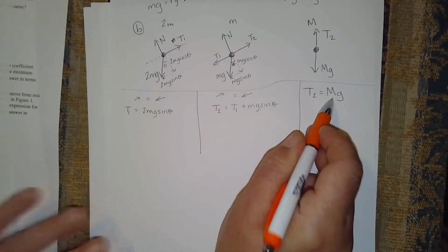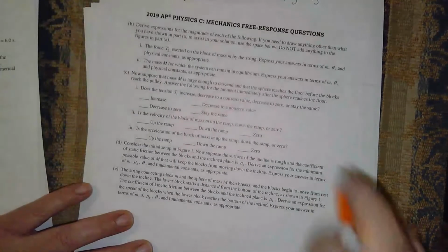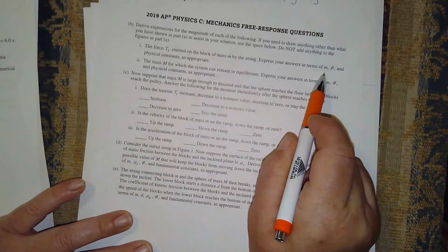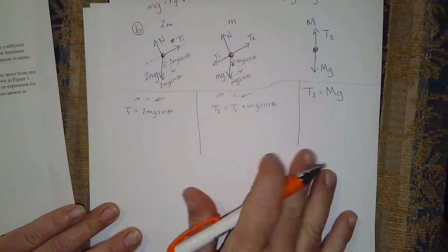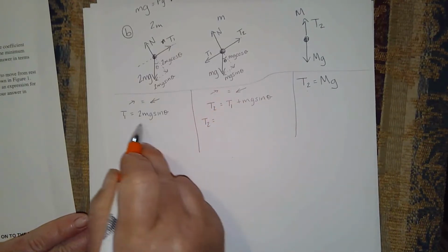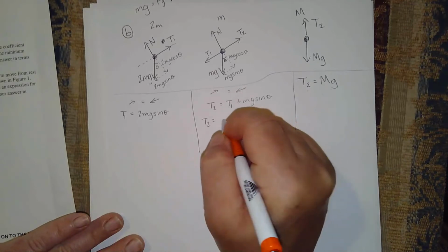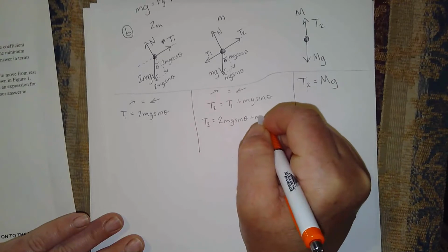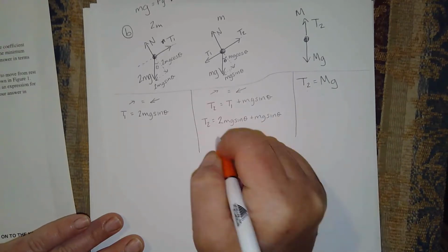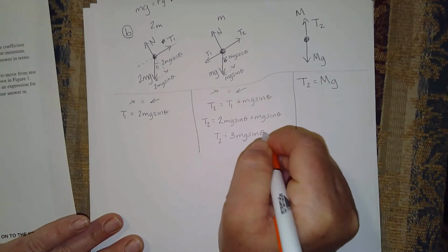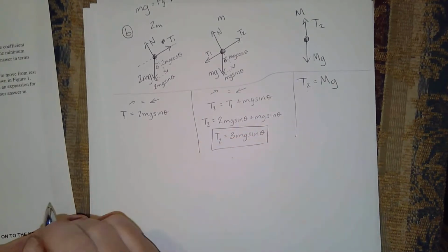Now that I have those, I'm looking for T2, but I don't know what m is, and I'm not allowed to leave my answer like that, because my answer has to be in terms of m, theta, and g. So I can't use big M, I've got to use little m. So I'm going to go to this one, and I say, well, I could find T2 if only I knew T1. But I go over here to what I just did and say, hey, I do know T1. So I plug that in, 2 mg sine theta plus mg sine theta. And so T2 is going to be 3 mg sine theta. And that's my answer for what is T2.